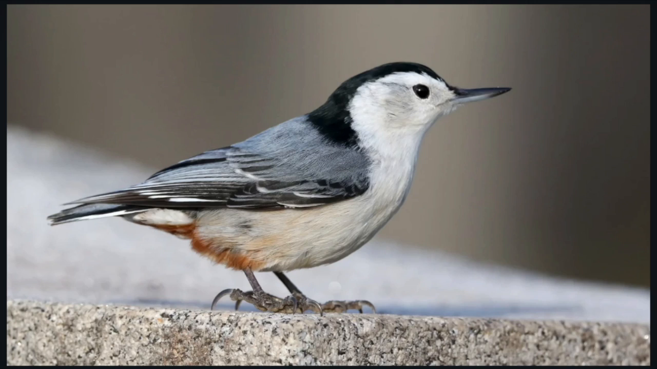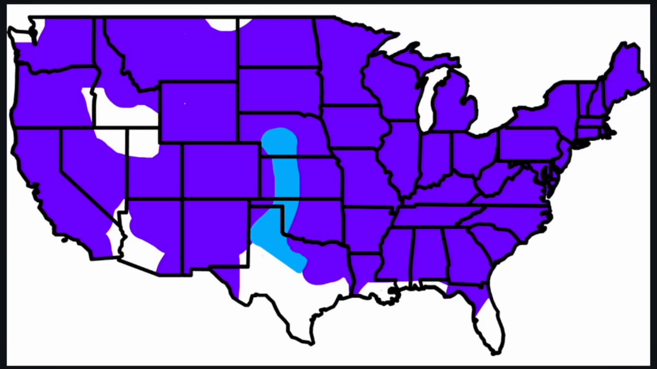Next is the white-breasted nuthatch. These birds will eat suet or sunflower seeds and are regular visitors at bird feeders. They have a pretty big range. There are several different subspecies throughout this range. The ones in the east, I believe, have different calls than the ones in the west, but they look pretty much identical.